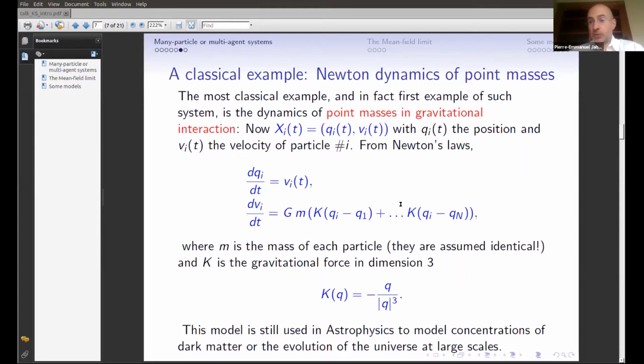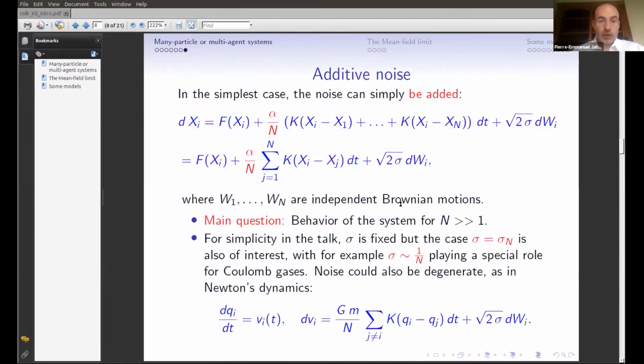So the time derivative of the position is the velocity, and the time derivative of the velocity is the acceleration, which here is the sum of the gravitational interaction between whole particles. This is the model that was solved in the first picture that I showed you, for example. It's also a model for which we still have no idea whether the mean field limit rigorously holds or not. So it's still very, very hard. But in this talk, what I will typically consider are coupled systems of stochastic differential equations.